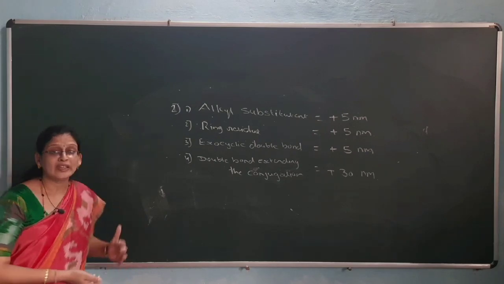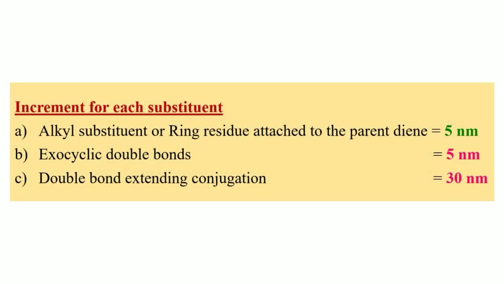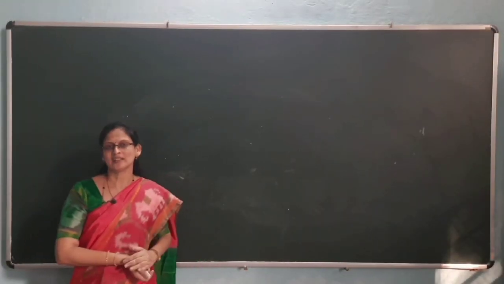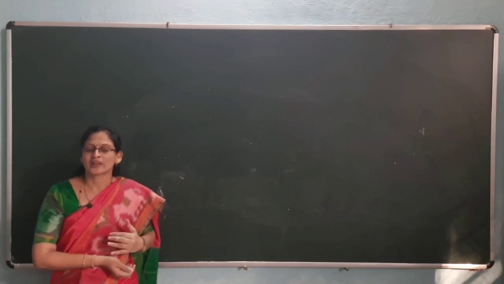So check for the increment. If there is an alkyl substituent, plus 5 nanometer you have to add. Then for the ring residue you have to add plus 5 nanometer, and if there is an exocyclic bond, again you have to add plus 5 nanometer to the basic value, and check for a double bond extending the conjugation, then you have to add plus 30 nanometer. We know the basic value, that is the first one. Second one, increment for each substituent.